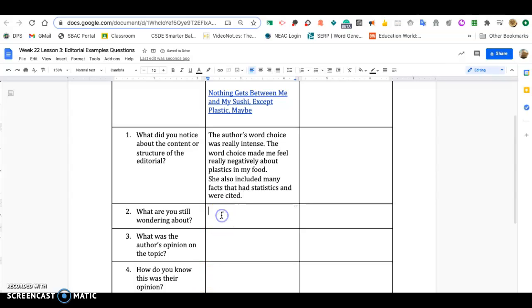Something I'm still wondering about is, has there been more research done on this topic? I think I would like to read more on it, especially because I really do love sushi. What was the author's opinion on the topic? So, she wants us to stop using plastic bags so they don't end up in the ocean contaminating our food.